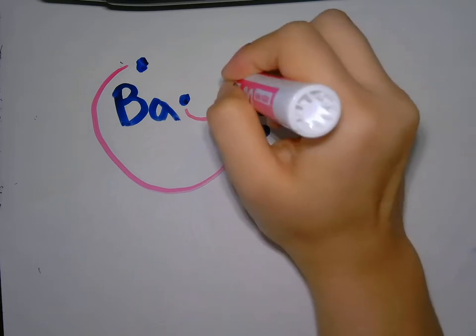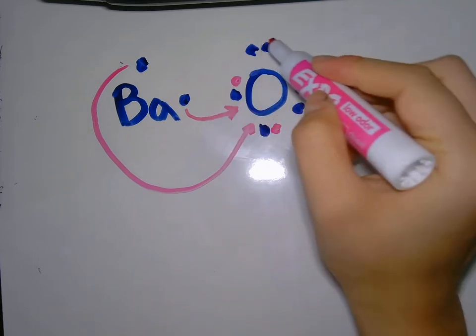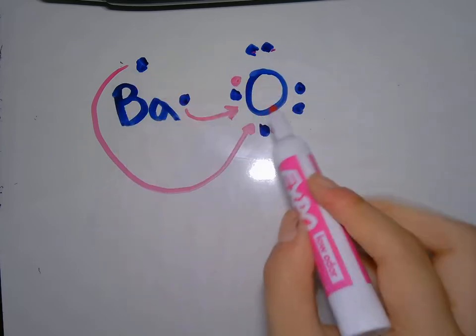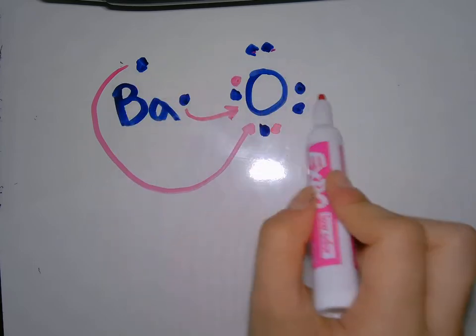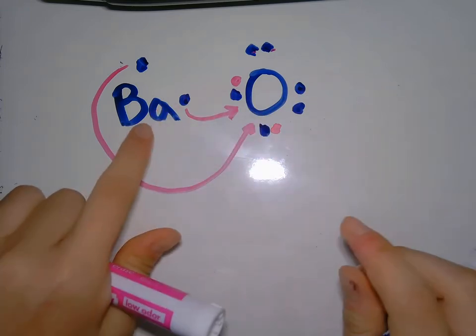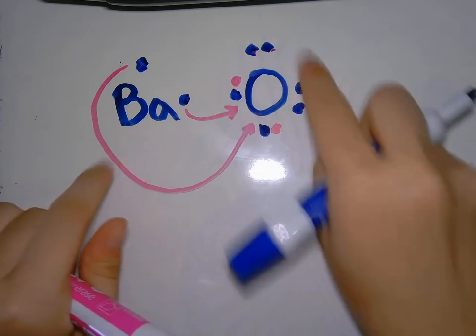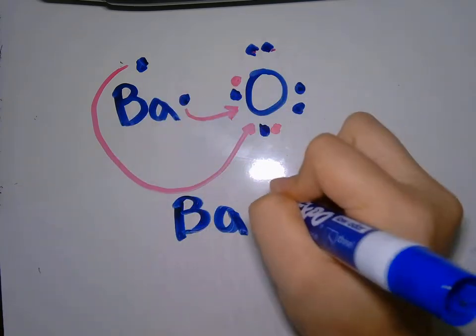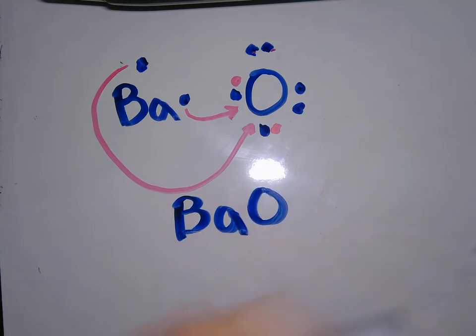So then, once it does that, oxygen will have 1, 2, 3, 4, 5, 6, 7, 8 electrons, and barium will also be happy because it is transferring oxygen's electrons. So the formula for this, since you only need 1 barium and 1 oxygen to make this work and make both of them happy, the formula would be barium oxide, just 1 of each. So I realize that this is very confusing.